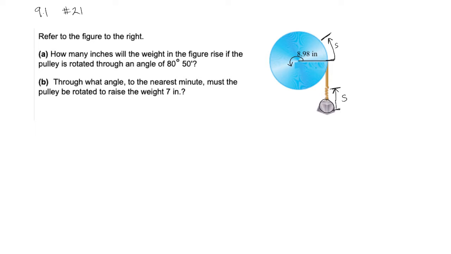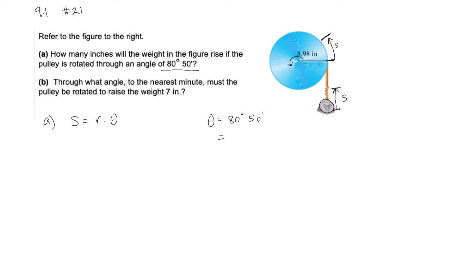Okay, so what we're really being asked is the arc length when our angle is rotated at an angle of 80 degrees, 50 minutes. Okay, so we're going to use the formula arc length is equal to the radius times the angle, but remember that the angle needs to be in radians. So since our angle is in degrees and minutes, first we're going to convert it to decimal degrees, and then we'll convert it into radians.